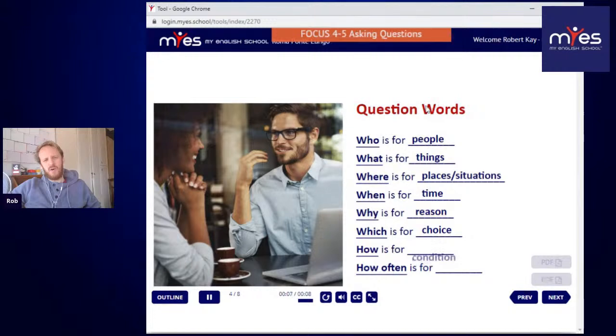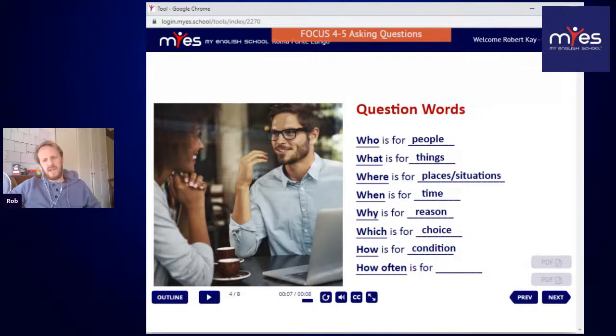So we often use how when we talk about a condition. So also a manner, the way you do something. So for a condition, you could say, "Oh, how are you?" "Oh, I'm fine. I'm good." Or "How was the party yesterday?" "Oh, it was good. It was bad." It could also be for manner. So how do you get to work? I walk to work, or I take the bus to work, or I cycle to work.